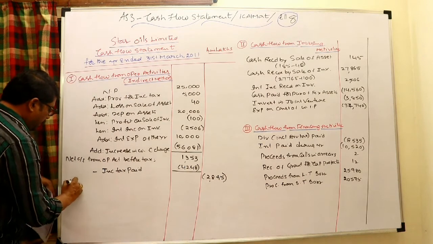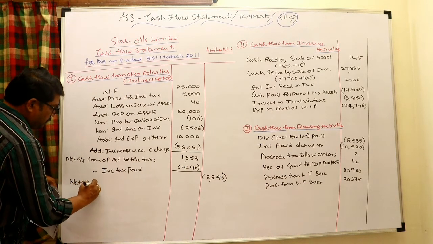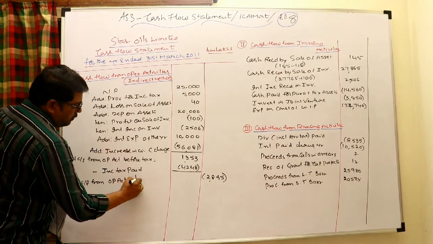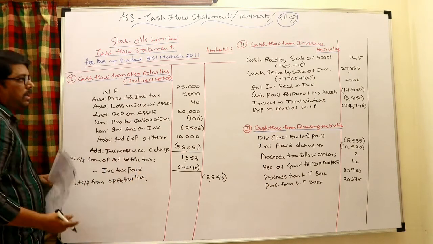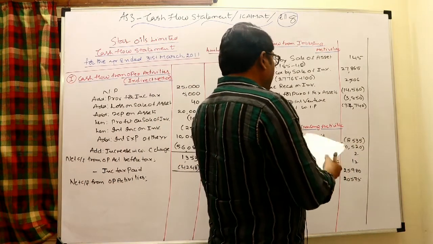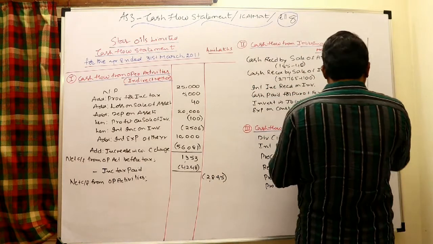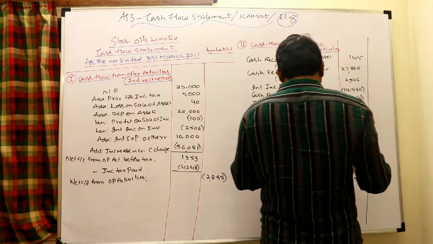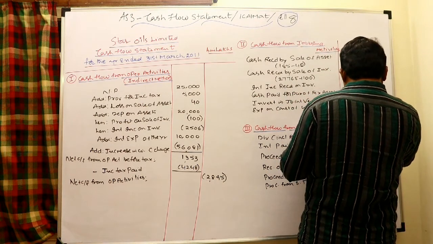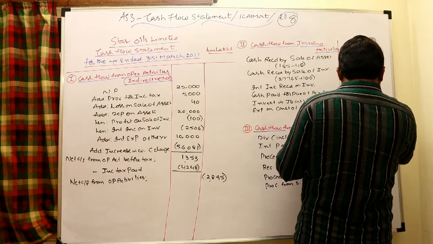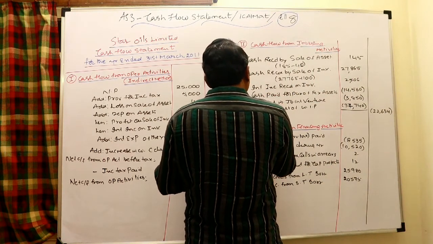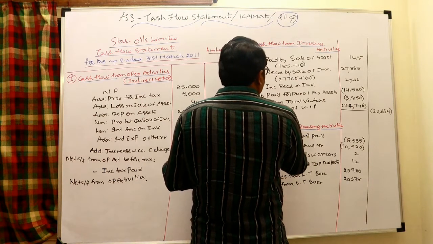This is what we can say net cash flow from operating activities. Okay, and come back to the next activity, cash flow from investing activity. So there are 3 plus items and there are 3 minus items. Net is again in minus 22,634. This is net cash flow from investing activities.